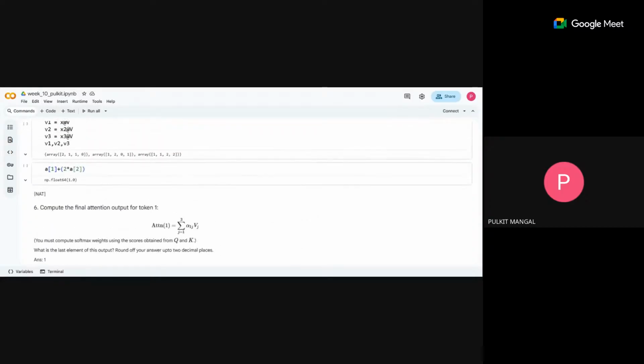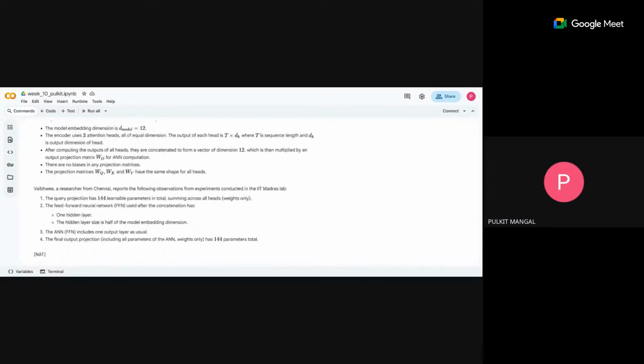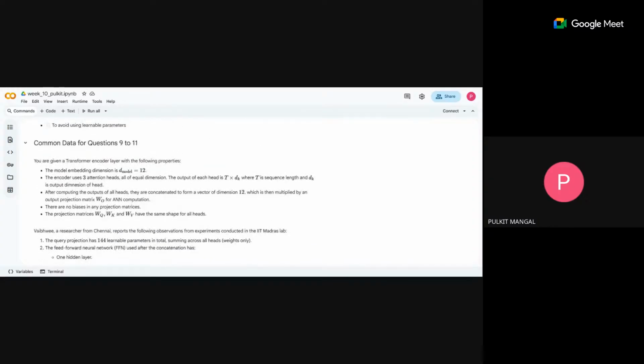Now for your practice assignment question, your model embedding dimension is given to you. You are starting off with an embedding dimension of 12. Then the question says that your encoder uses 3 attention heads, all of equal dimension. That is, the output of each head is T times dk, where T is the sequence length and dk is the output dimension of a head. So what should be the value of dk then?